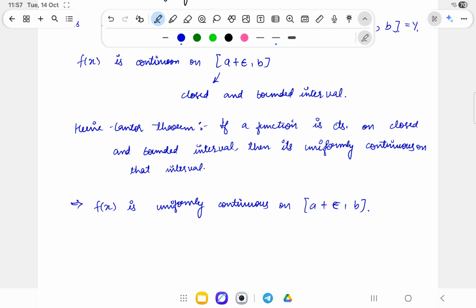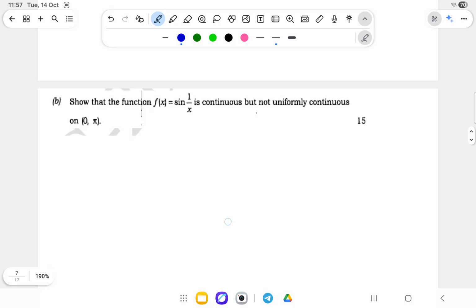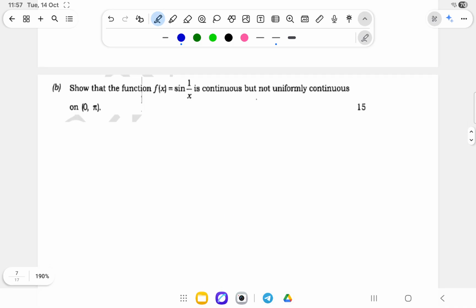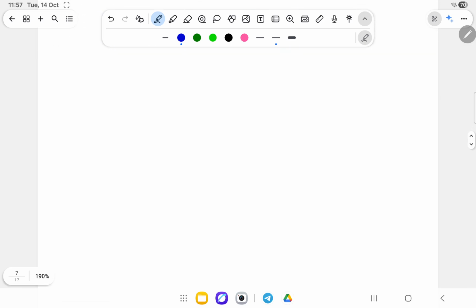The next question says to show that the function f(x), that is sin(1/x), is not uniformly continuous, and it is a repeated question. We have proved that it's not uniformly continuous, like we have proved this result for (0, 2π), and in a similar way you can prove it for (0, π). So you can do it yourself. Repeated question. So let's see the next question.